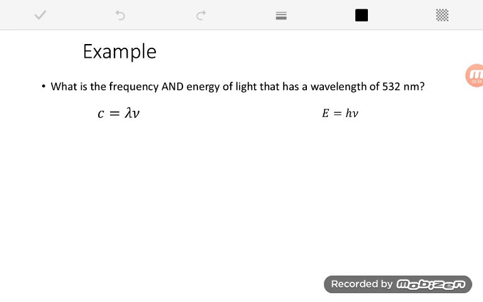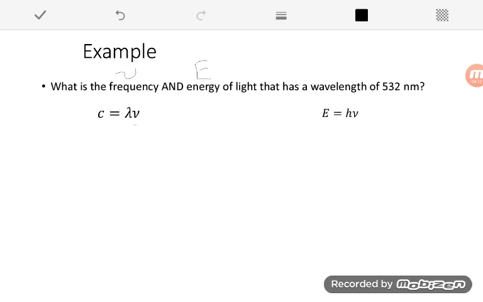What is the frequency and energy of light that has a wavelength of 532 nanometers? So first, I'm just going to write in my symbols because they're really easy to get mixed up. Frequency is this weird V-looking thing that we call nu, so that's my frequency.